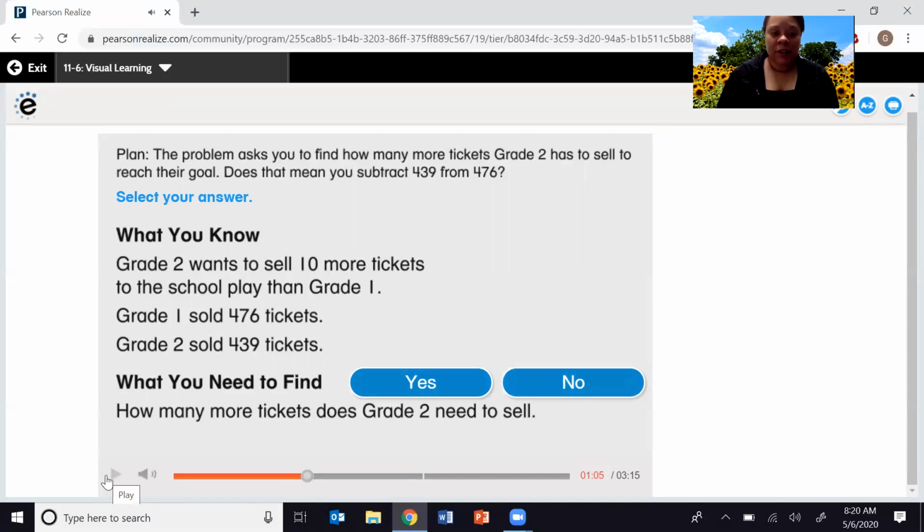So we know that grade 2 wants to sell 10 more tickets to the school play than grade 1, right? So they want to sell more, 10 more than grade 1. So far, grade 1 sold 476 tickets, and grade 2 sold 439 tickets so far. Okay, now to solve this problem, do we need to subtract 439 from 476? Do we need to subtract?